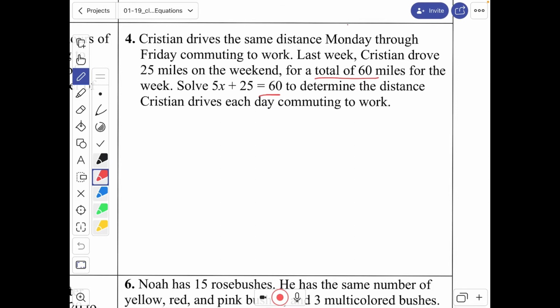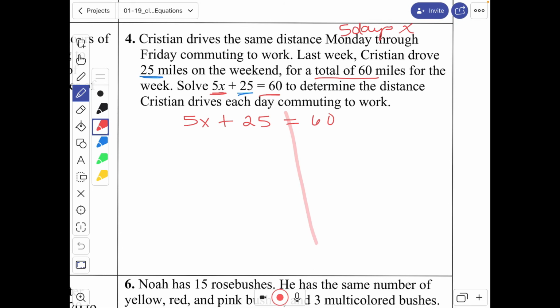And he drove Monday through Friday. That's 5 days. So 5 times something. And then another 25 on just the weekend. That's where they got that equation. So this is 5x plus 25 equals 60. And we're going to solve for x.